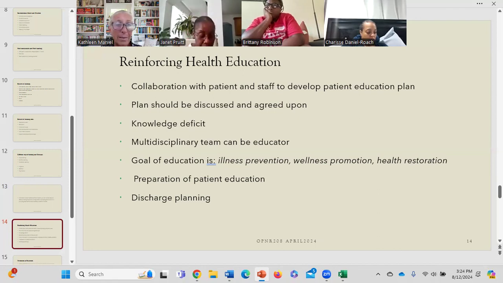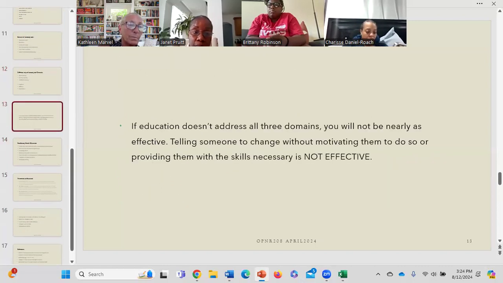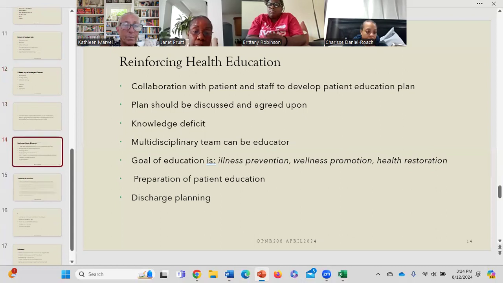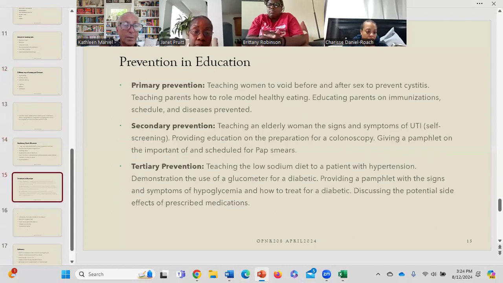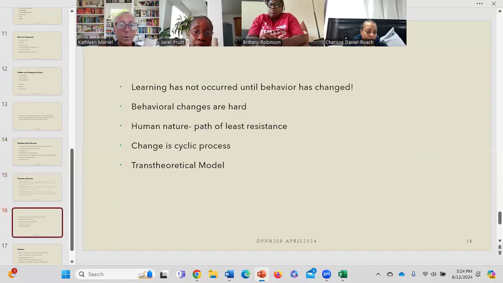Right? You have to be able to assess for knowledge deficits. How do you make up for those? Goal, primary goal of education: illness prevention, wellness promotion, and if they have something, health restoration. Right? And here's some examples. I'm going to let you read slide 15 on your own.